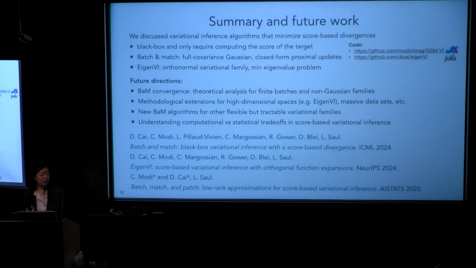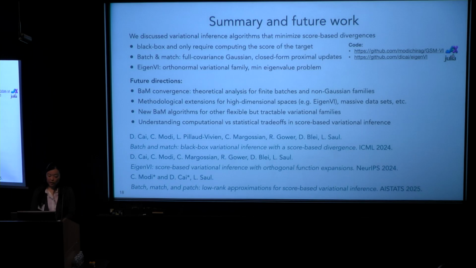And so there's a number of future directions that I'm very interested in. So one is extending our analysis of the Gaussian batch and match convergence. In particular, we'd like to apply it for finite batches and non-Gaussian families, or target distributions in particular. Another extension is really on the methodological side, especially for ADVI. We'd like to scale it to high-dimensional spaces, because the current method suffers from a curse of dimensionality.